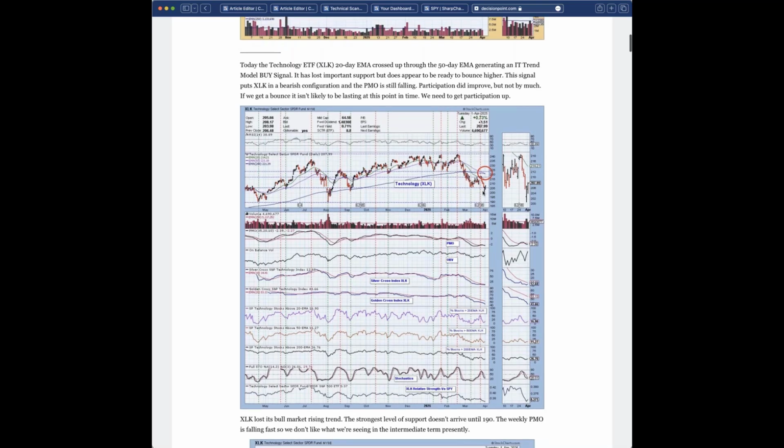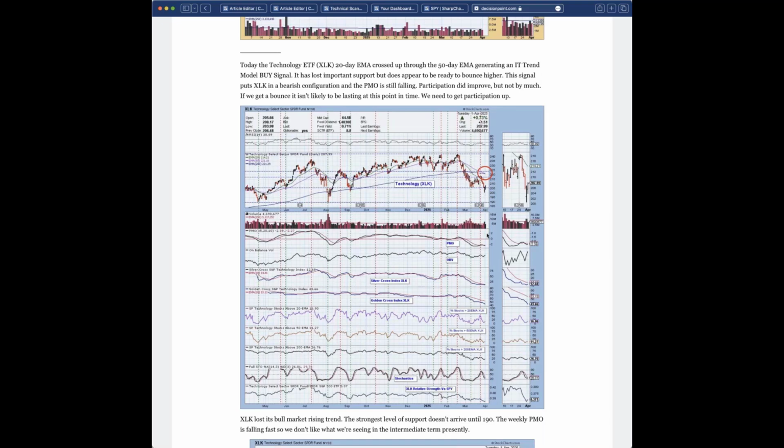And you can see we've lost support on technology, so that is another issue, although we could kind of call it support down here at this low. So this isn't just coming out of nowhere.